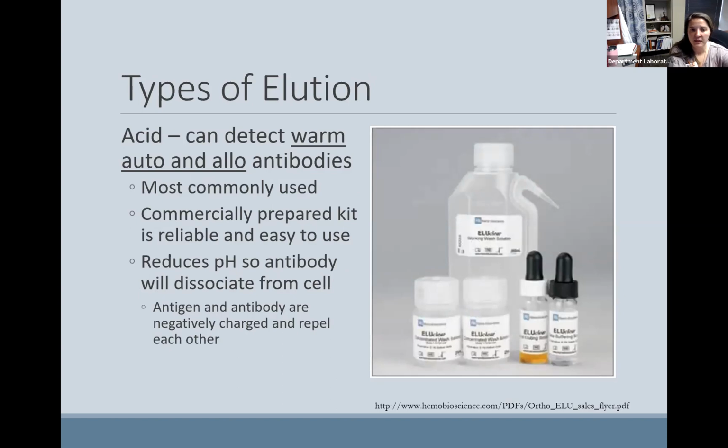And so the types of elution: acid. We use the acid to dissociate warm autoantibodies from the cells. That lowering of the pH will dissociate the antibody. It usually destroys the cells as well, so we're only testing the supernatant. That's where the unbound antibody is now. So this eluate is not good if you need to test the red cells. You can commercially purchase these kits. It's usually called Elu-Kit. So that's the acid treatment.